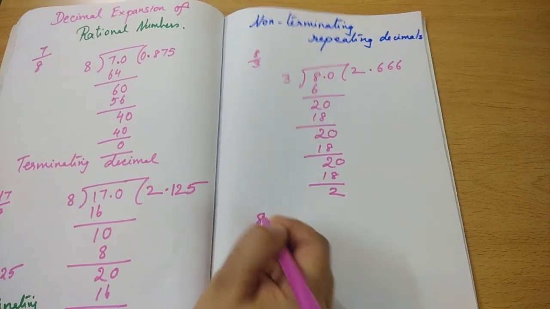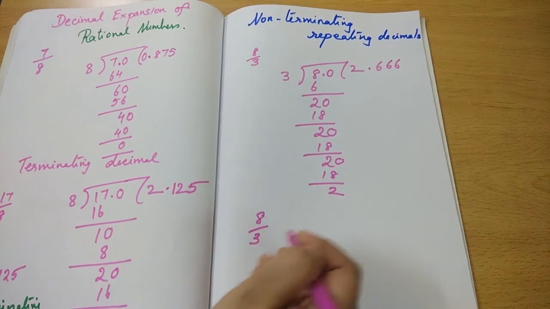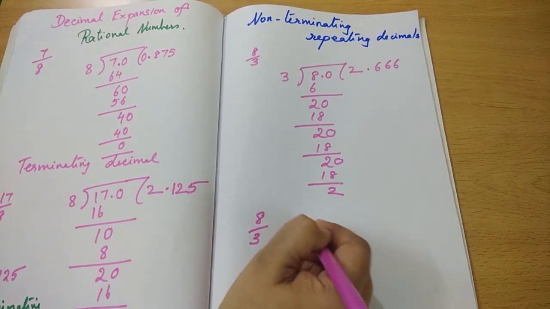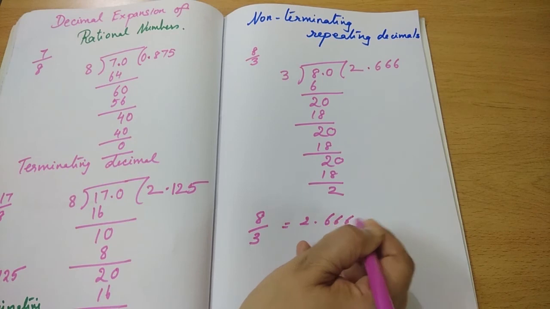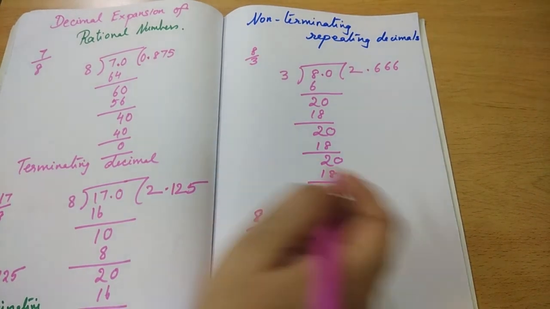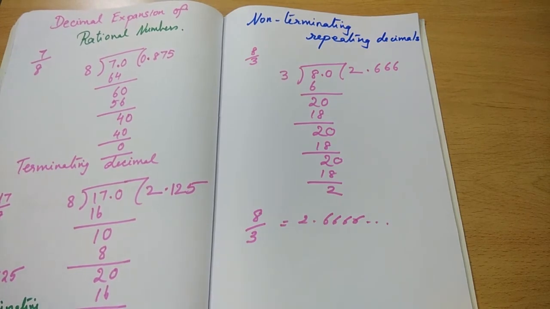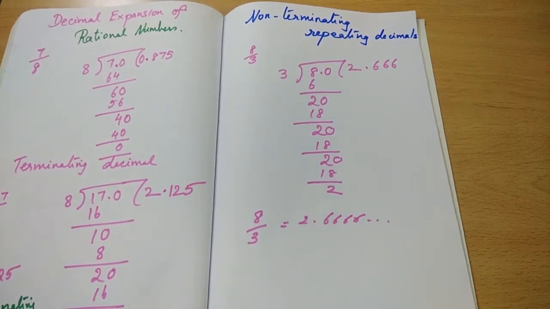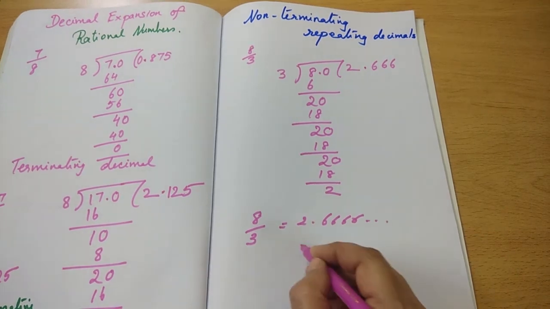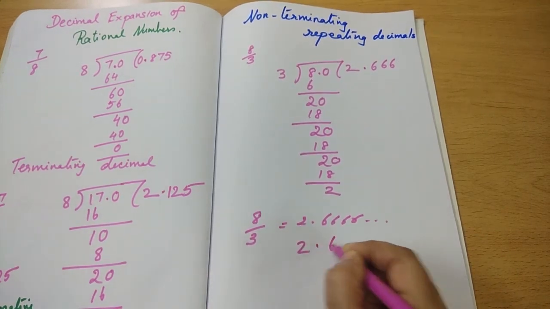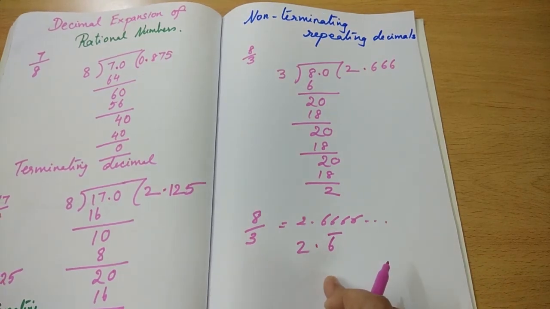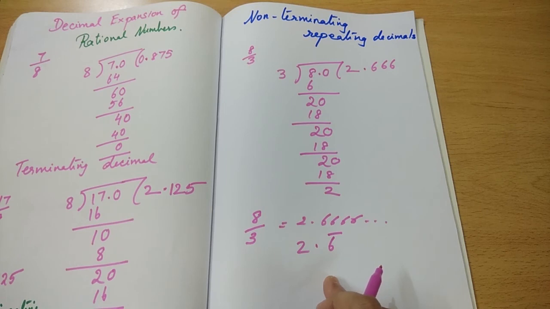So how do we represent these decimals? 8 by 3 is equal to 2.6666 and so on, which is equal to, how do we represent it? 2.6 with a bar. These decimals are called non-terminating repeating decimals. You may also call them non-terminating recurring decimals.